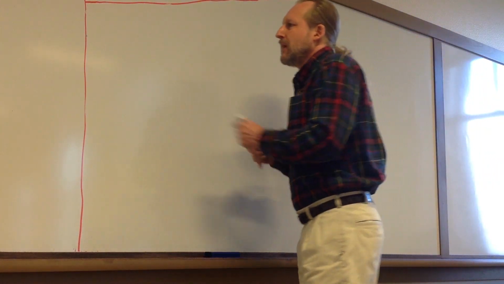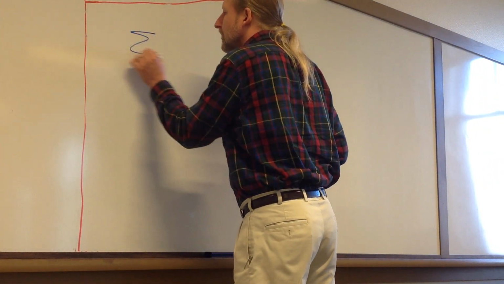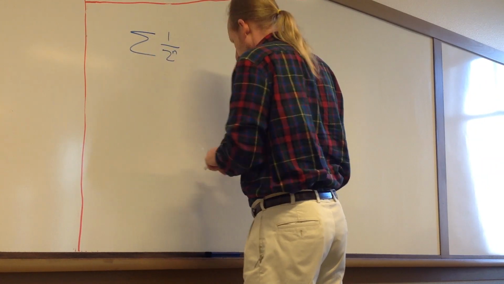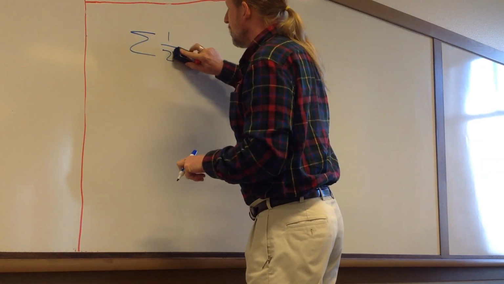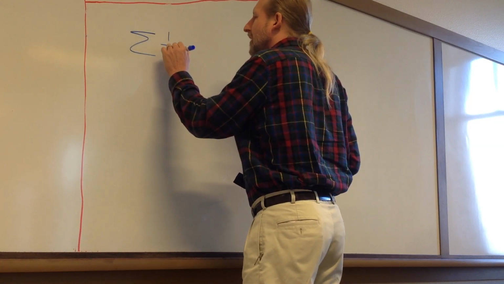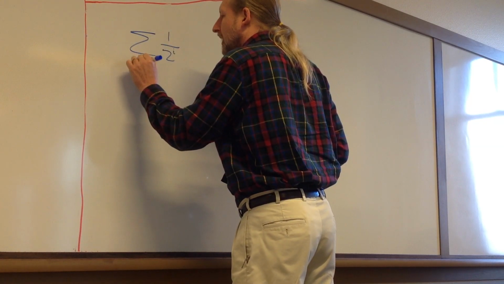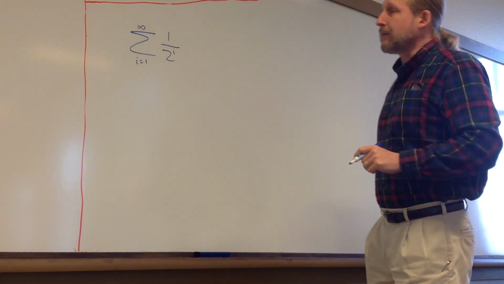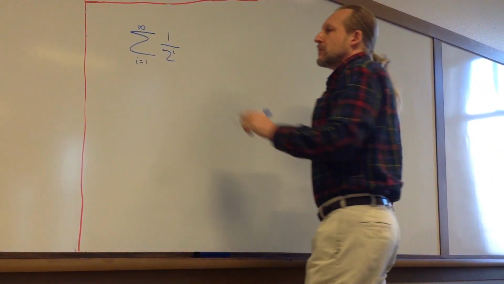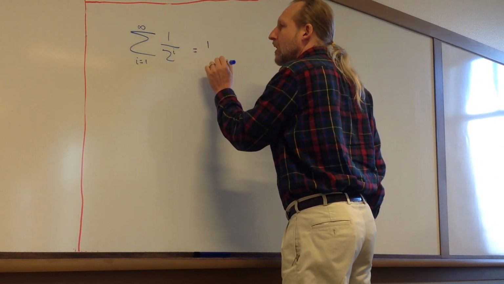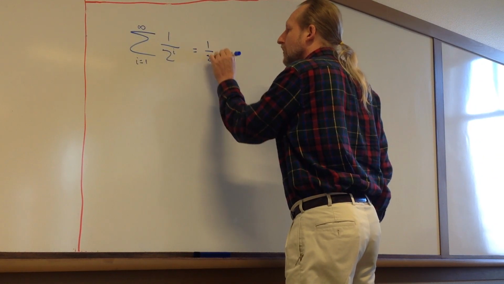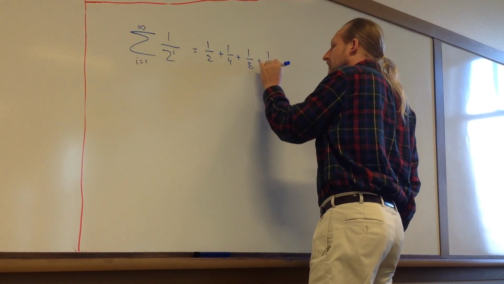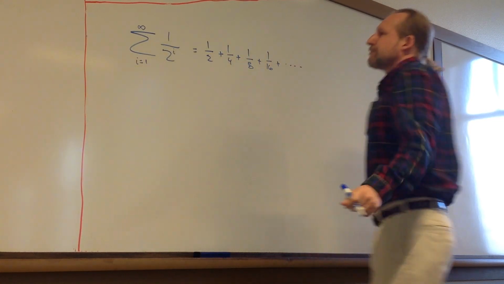So let's say we have a series of 1 over 2 to the n. Right, I'm not supposed to use n for the index here. I'll use i as i runs from 1 to infinity. Okay, so this is a series, so it's a sum. This will start out with a half, a fourth, an eighth, a 16th, and so on.